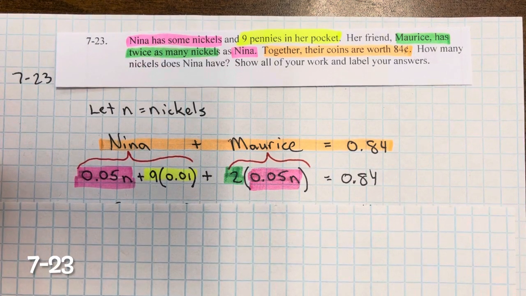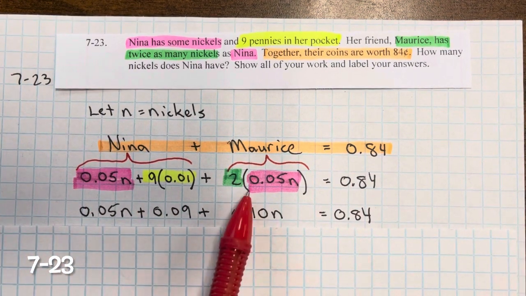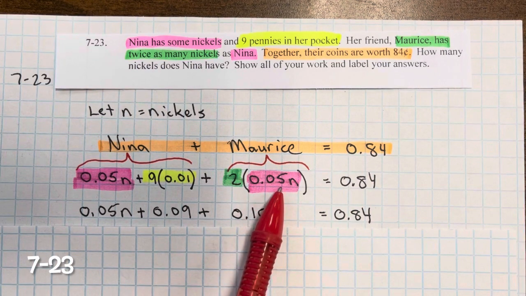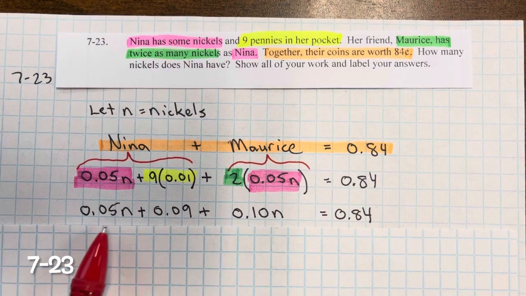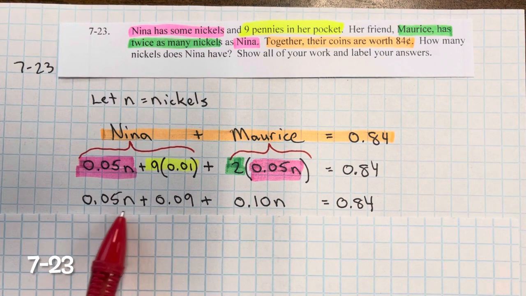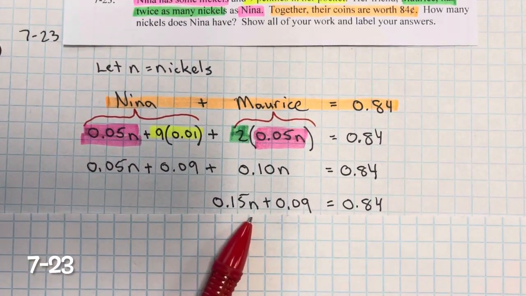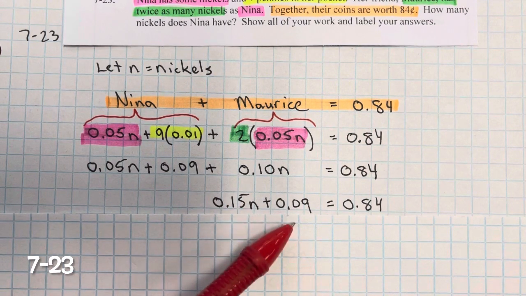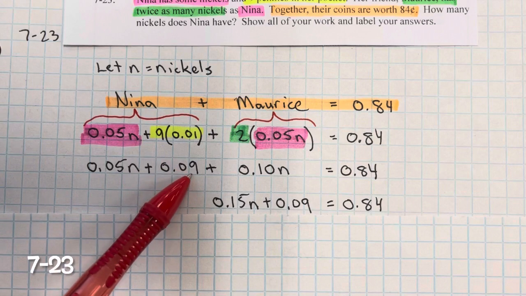So now we can go ahead and simplify this equation. First, we're going to distribute the 2. 2 multiplied by 5 cents, or 5 hundredths, equals 10 hundredths, or 1/10. So now we can combine like terms. We have 5 hundredths n and 10 hundredths n, which equals 15 hundredths n, or 15 cents n, plus the 9 pennies. We distribute the 9 multiplied by 1/100th equals 9 hundredths.